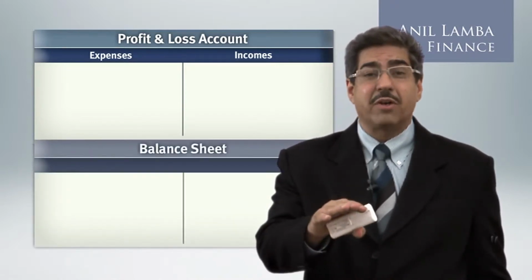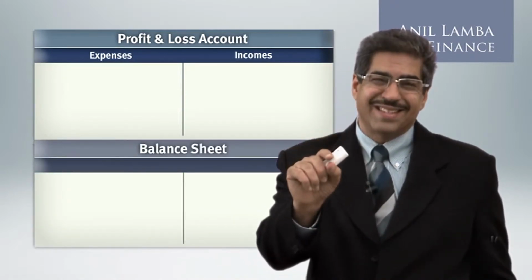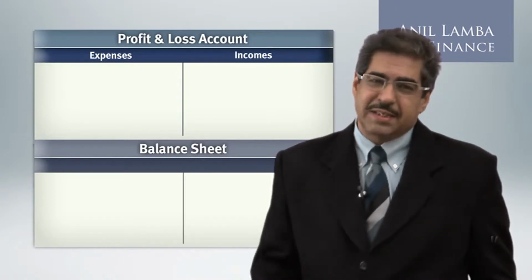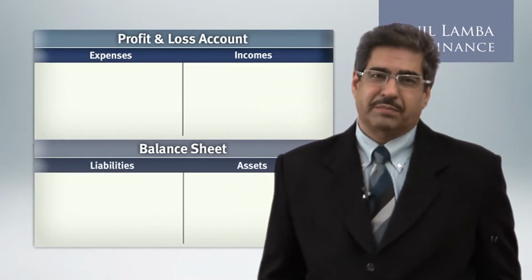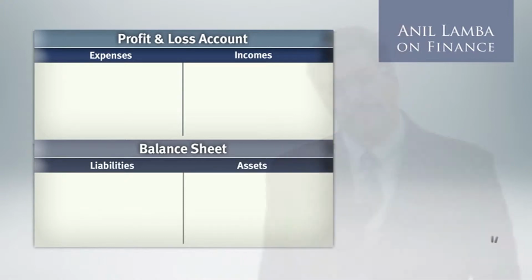You see, unlike a profit loss account, the title tells you nothing. A balance sheet contains assets and liabilities. Let's fill up these boxes. Can you give me a few typical examples of expenses in any organization?